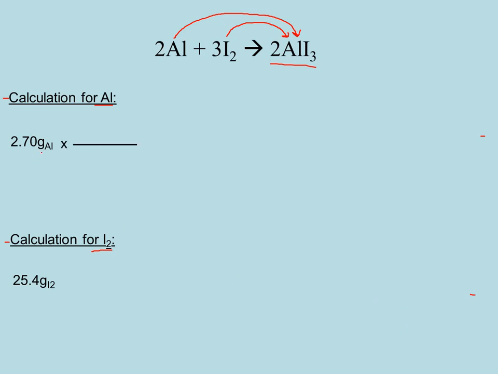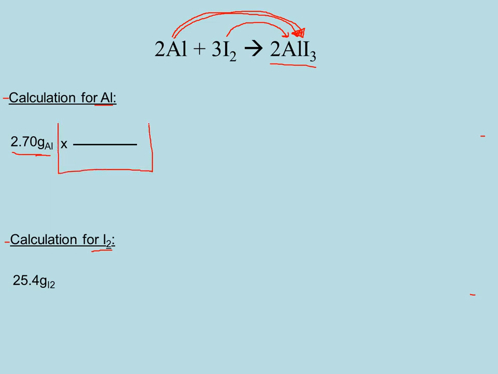So first off, you should be able to do this part on your own. This is the same stoichiometry we were doing before. We're starting with a mass of aluminum, and we're going to take that mass of aluminum and convert it over to a mass of aluminum iodide. So pause the video at this point and find out how much aluminum iodide in grams could be made from 2.7 grams of aluminum.